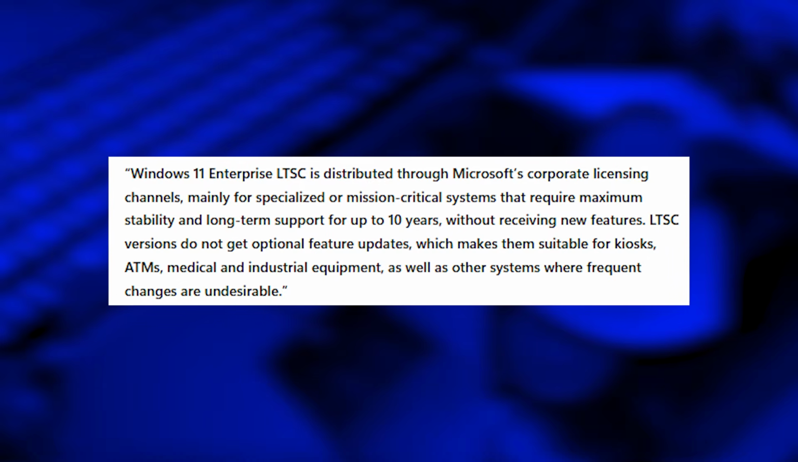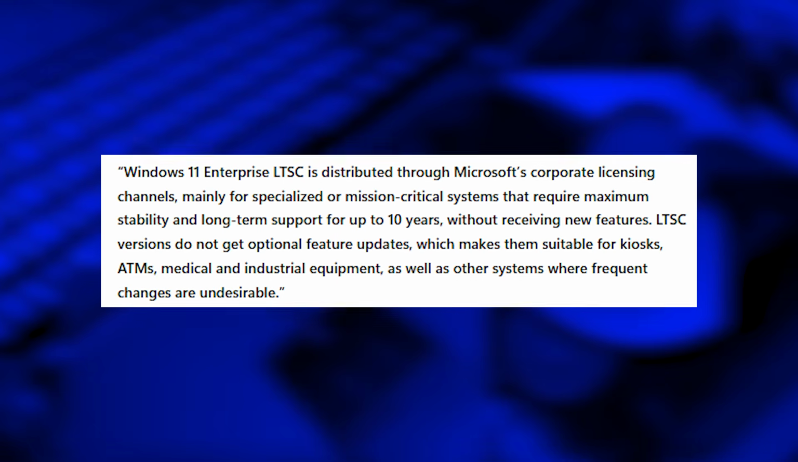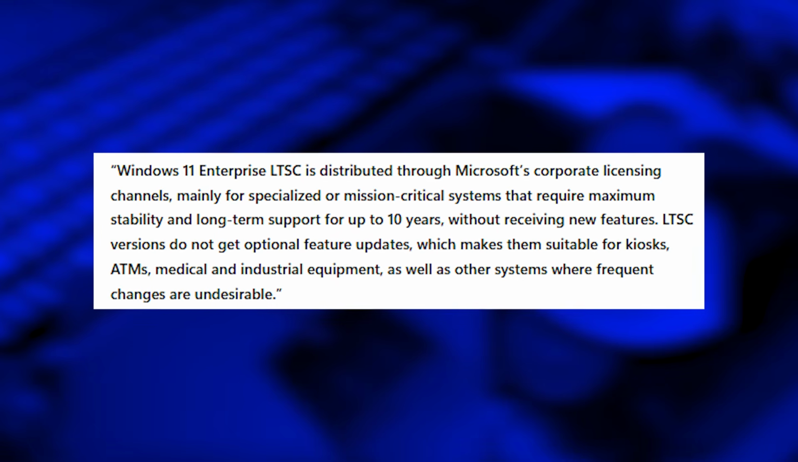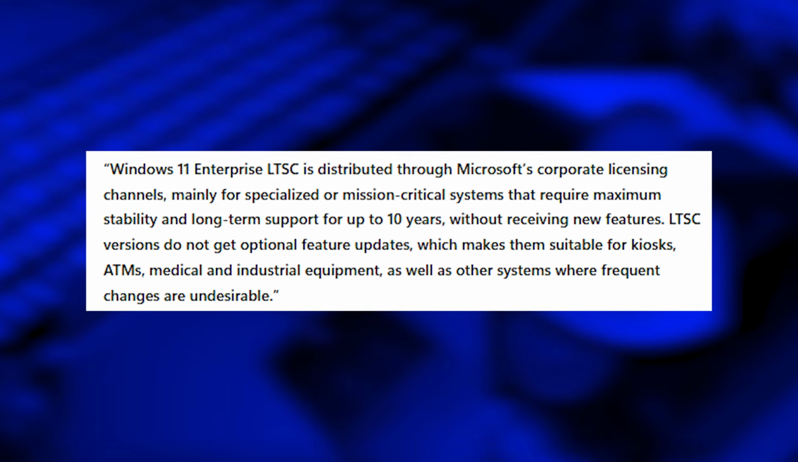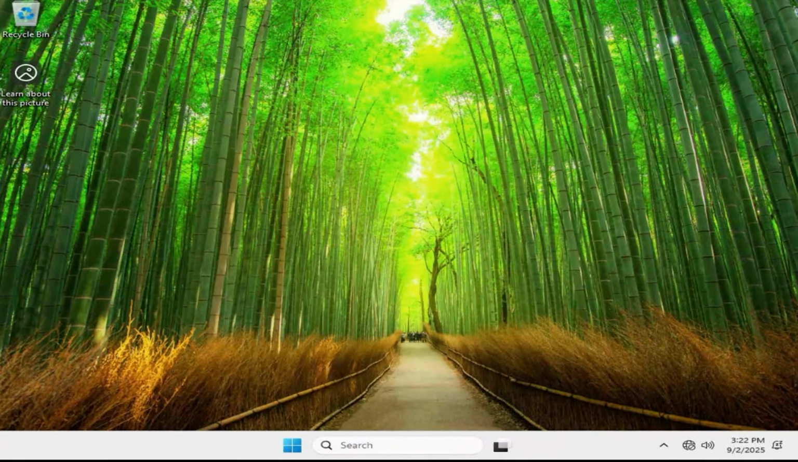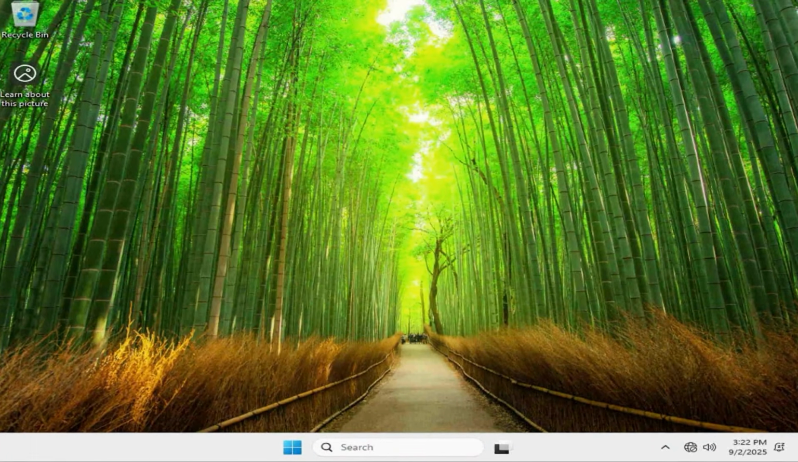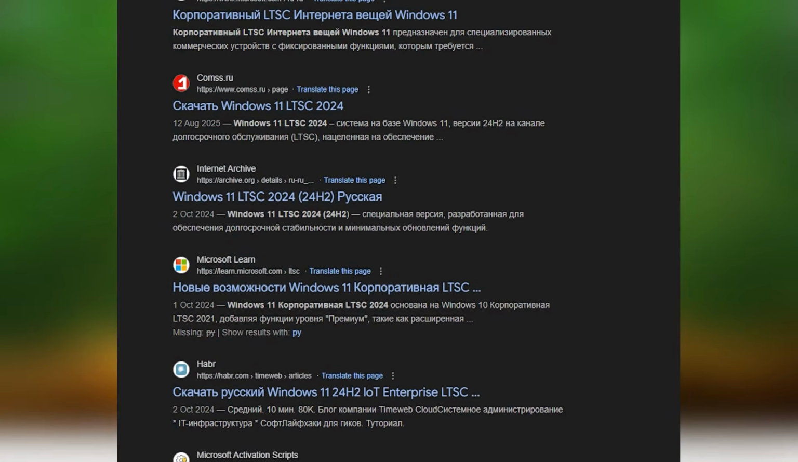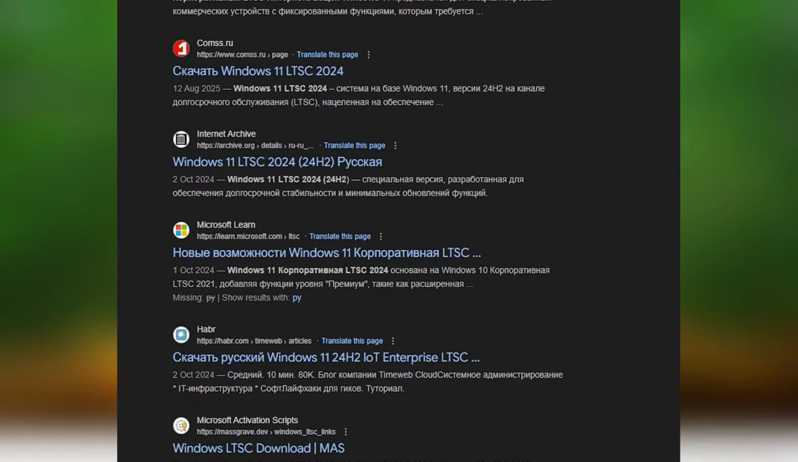Why does this happen? Because corporate versions of Windows are distributed through separate corporate channels. In simple terms, an ordinary person can't just get this version, that is, the working image that can later be activated with a special key, just like that. So we have to scour the internet, go to all sorts of sites and look for this build.